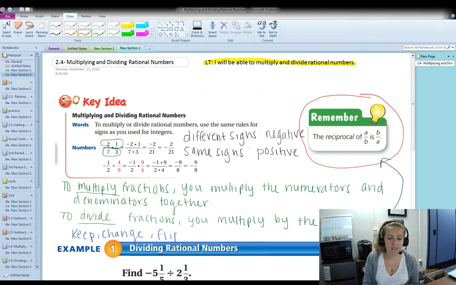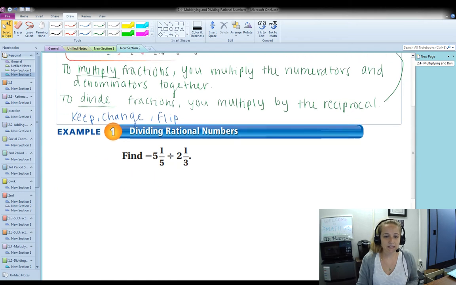Okay, and what that means is you keep the first fraction, you change the division sign to multiplication, and then you flip the other fraction. That's essentially just an easy, catchy way of saying multiply by the reciprocal. So keep, change, flip for dividing fractions. All right, let's go down.